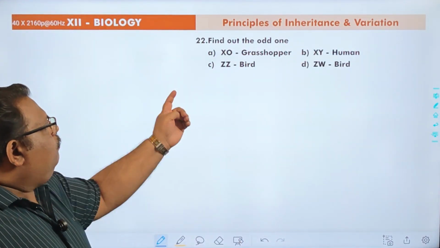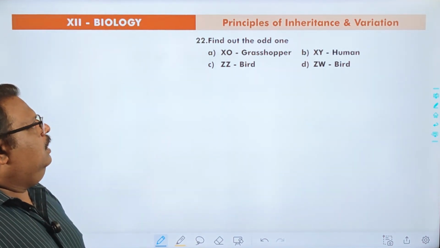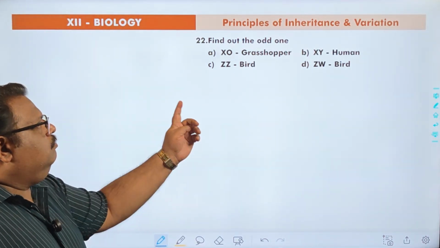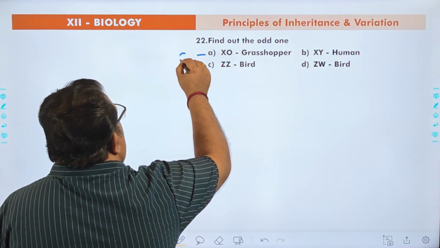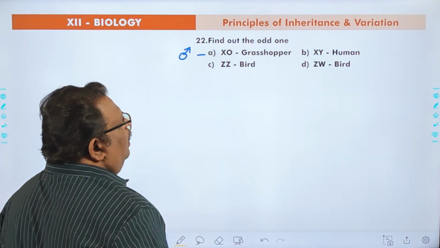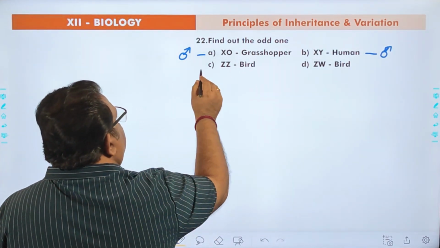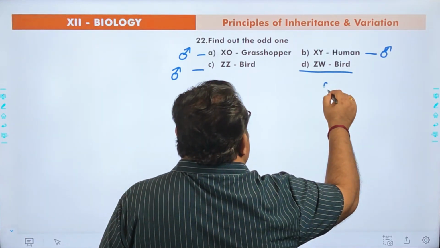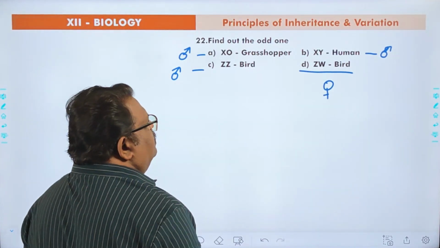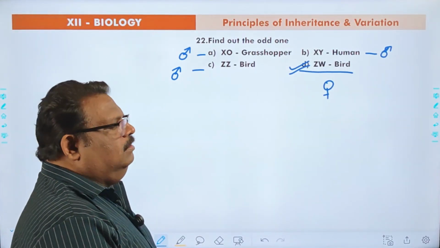Next one, find the odd one. XO grasshopper, XY human, ZZ bird, ZW bird. XO grasshopper is a male. XY human is a male. ZZ bird is a male. But ZW bird is a female. Okay, so this is the answer. All others are males. ZW bird is a female.